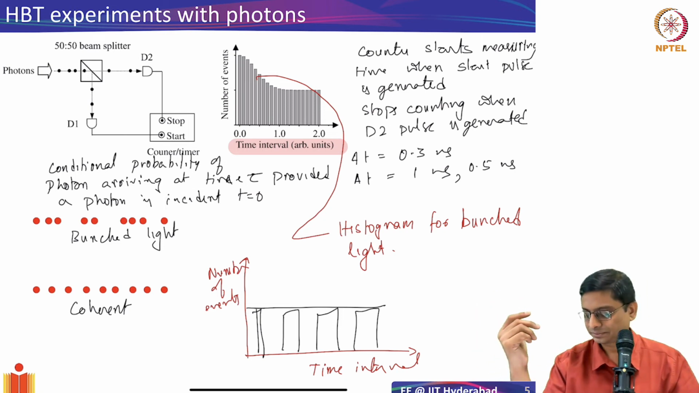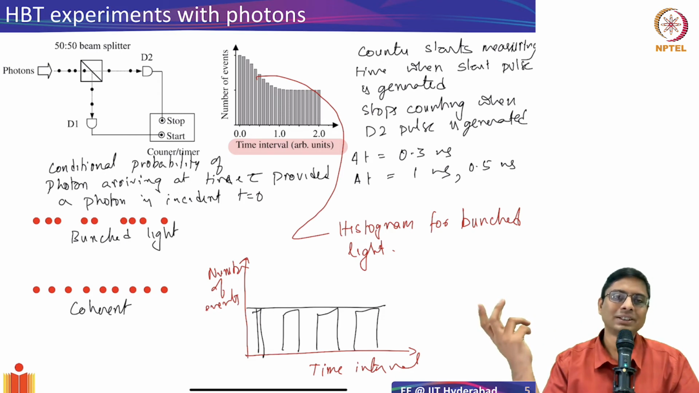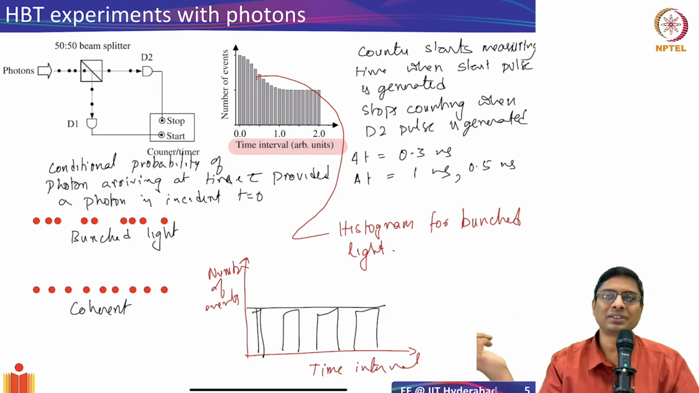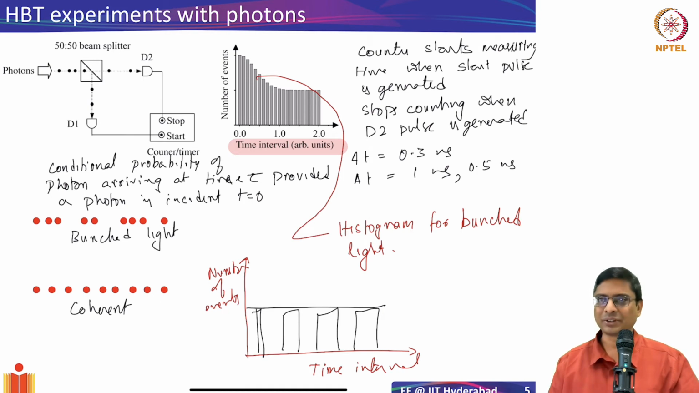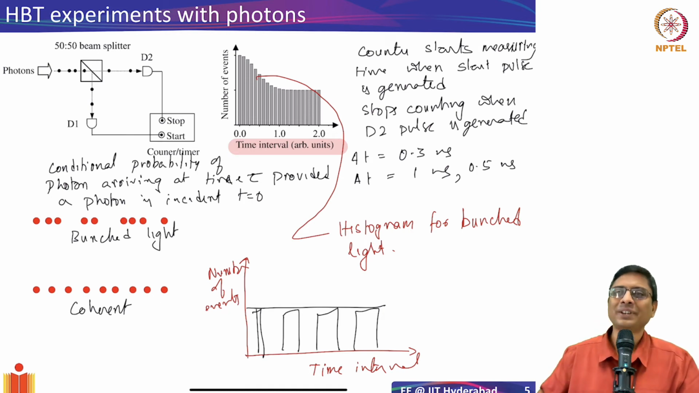Anyway, okay. So this is about the HBT experiment with the coherent and bunched light. Yeah. So this is the G2 function. Again, in a way it's only the second order correlation function we are measuring, but we are measuring differently, right?